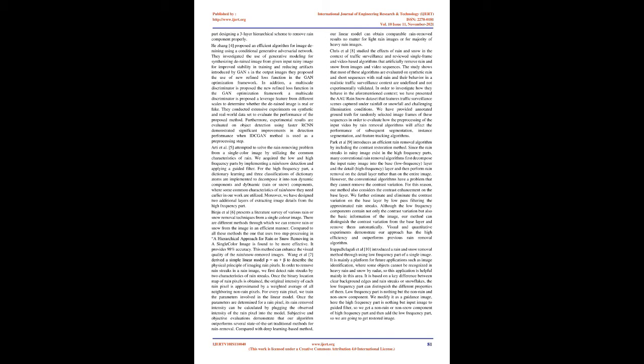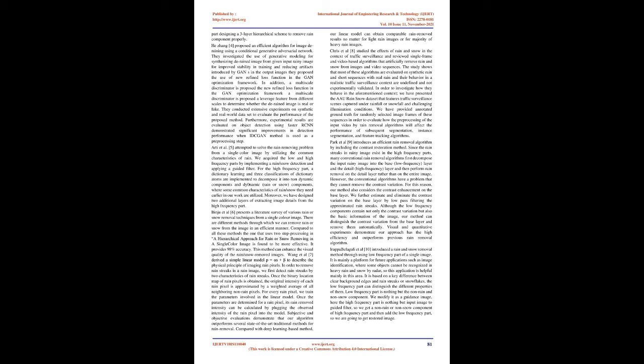Binju et al. 6 presents a literature survey of various rain or snow removal techniques from a single color image. There are different methods through which we can remove rain or snow from the image in an efficient manner. Compared to all these methods, the one that uses 2-step processing in a hierarchical approach for rain or snow removing in a single color image is found to be more effective. It provides 98% accuracy. This method can enhance the visual quality of the rain/snow removed images.